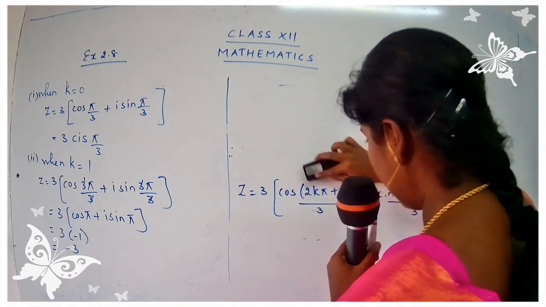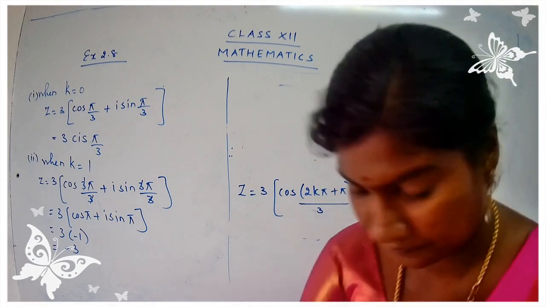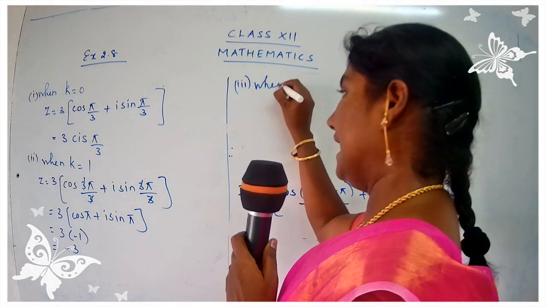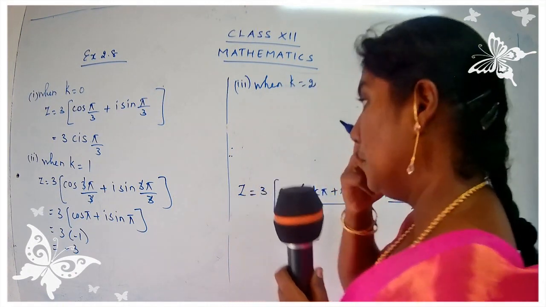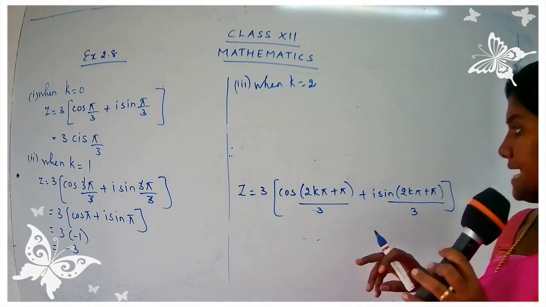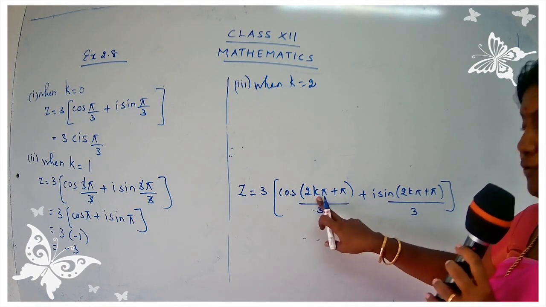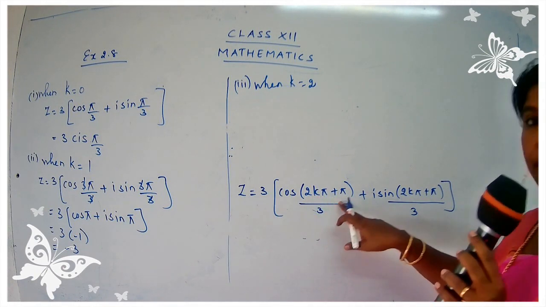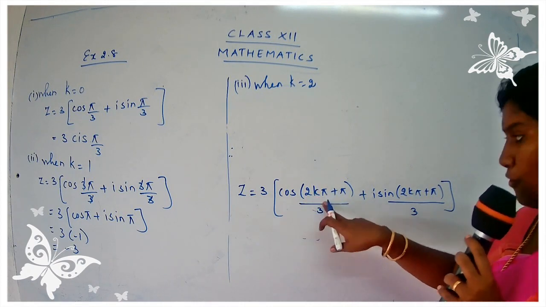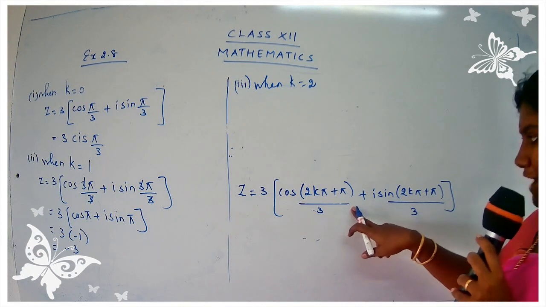I'll just keep this part for my reference. Okay. So third one, when k is equal to 2. So wherever you have k, you have to substitute it as 2. So 2 into 2, 4, 4 pi plus pi. 2 into 2, 4, 4 into pi, 4 pi plus pi. That's 5 pi upon 3.